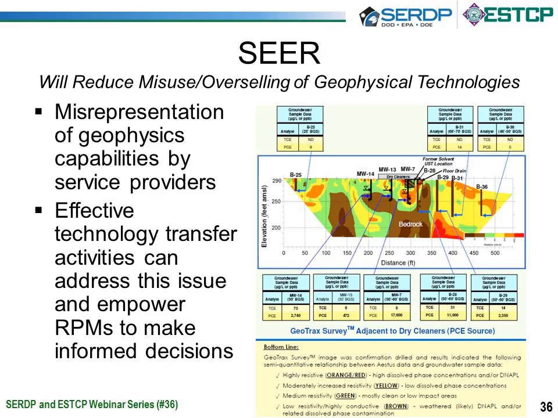So, coming to the end of my half of the webinar, one thing we really want to do is reduce the misuse and oversell of geophysical technologies. And we use resistivity as an example because resistivity is one of the technologies that's very easily oversold or misused. And we want to avoid that.